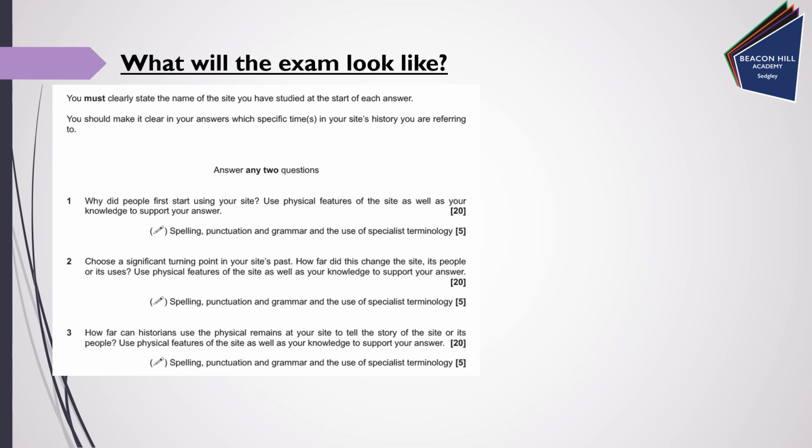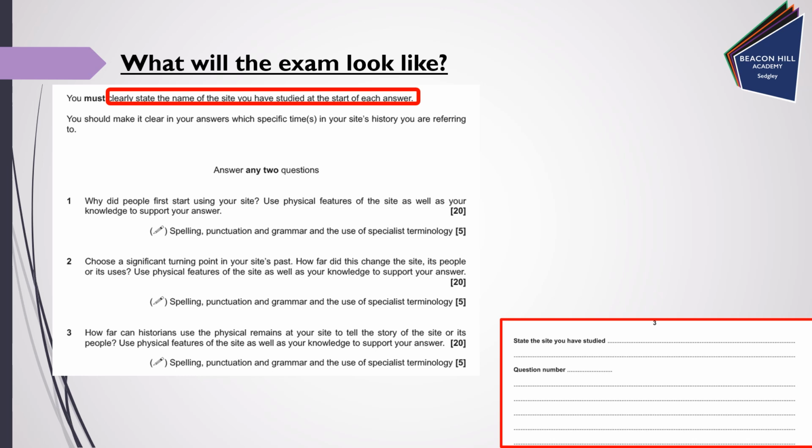So first of all, the exam paper that is given to you will also be sent to all of the schools around the country, and therefore the questions will not ask you directly about Dudley Castle because other schools will have studied different sites local to them. But Dudley Castle is the site that you have studied, and therefore you will need to write this at the start of each response. You can see on screen in the bottom right hand corner how the answer sheet will look, and you will need to write Dudley Castle where it asks you to state the site that you have studied, and then you will need to write the question number you have selected.